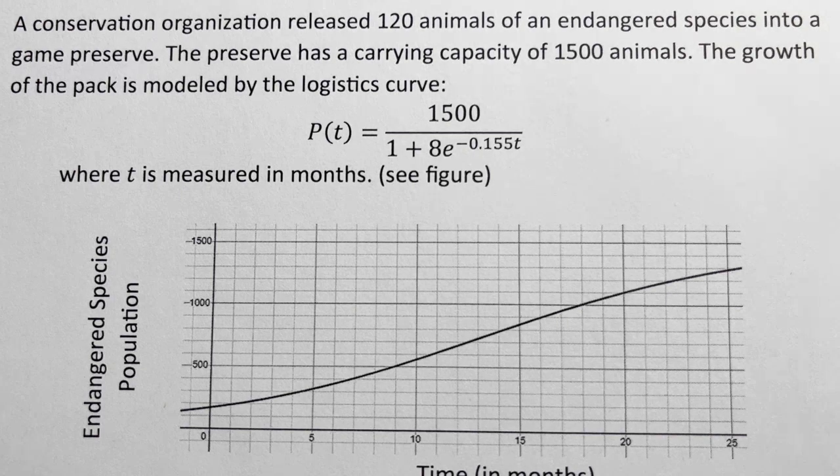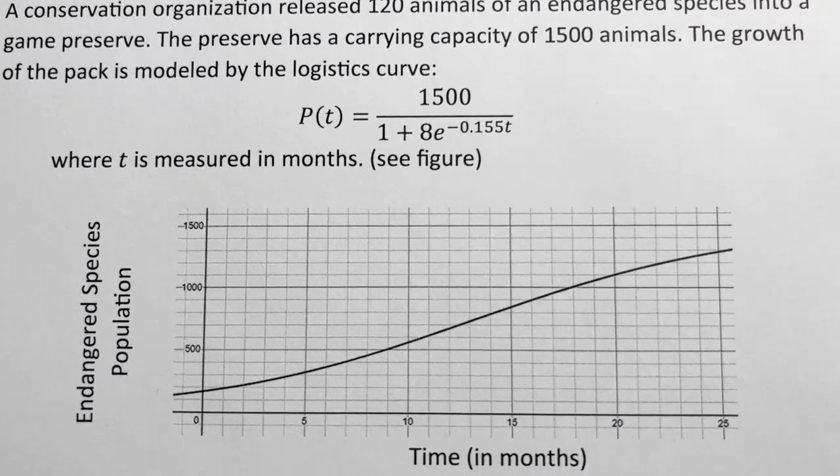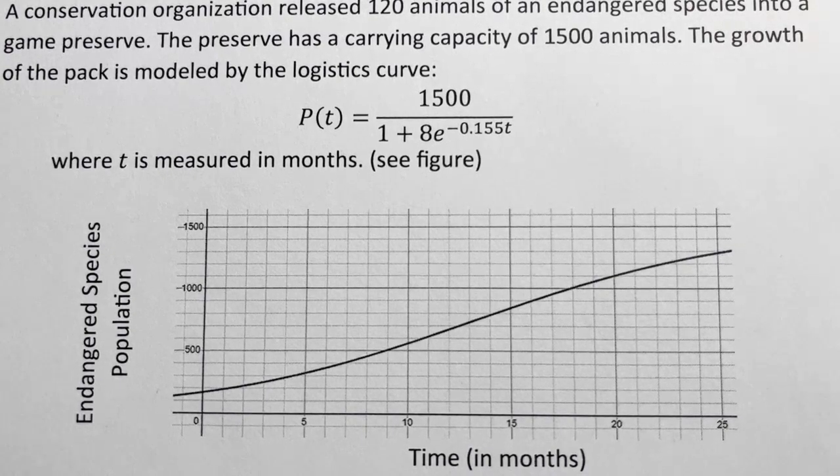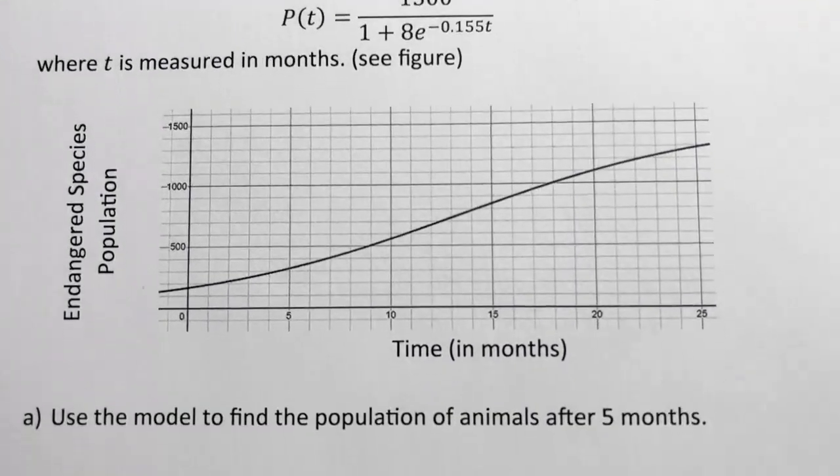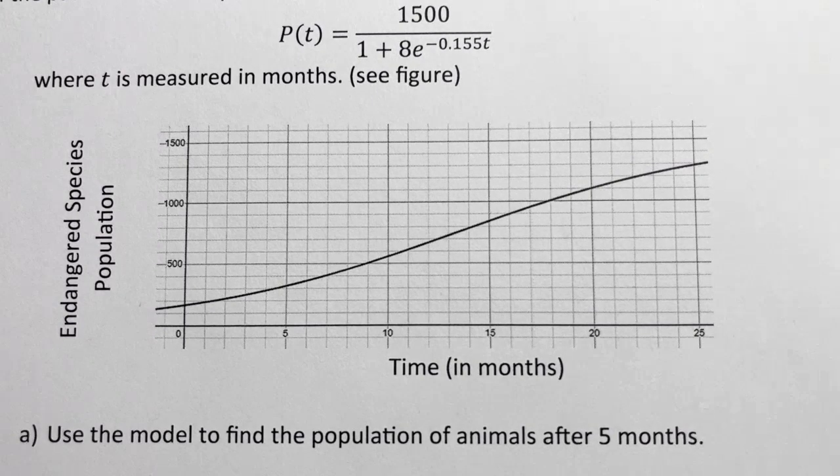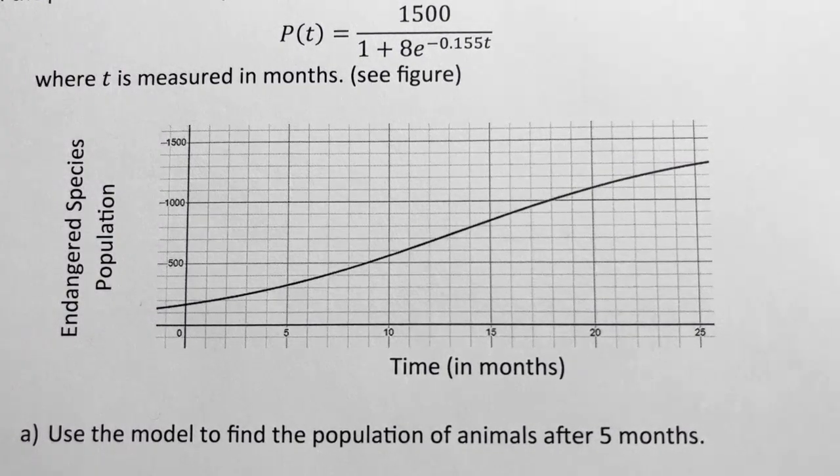The growth of the pack is modeled by the logistic curve. P of t equals 1,500 divided by 1 plus 8 times e to the negative 0.155t, where t is measured in months. See figure below. So here is our whole setup. All right. It says use the model to find the population of the animal after 5 months.